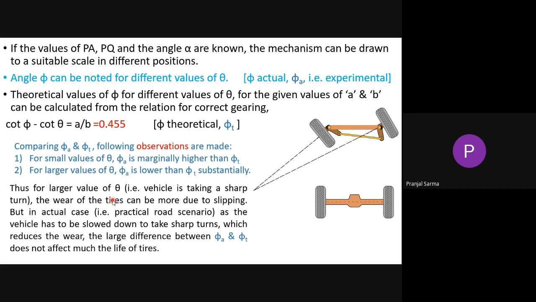Apart from that, in the actual practical road scenario, what happens if you are thinking of taking a turn without causing an accident? Our general practice is to slow down the car. Because of that, the high wear and tear that we obtained because of theta can be somewhat reduced, and it doesn't affect the life that much.